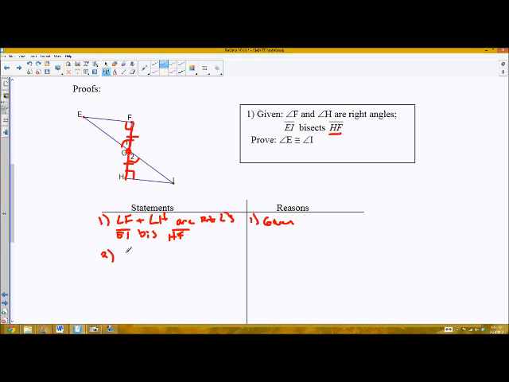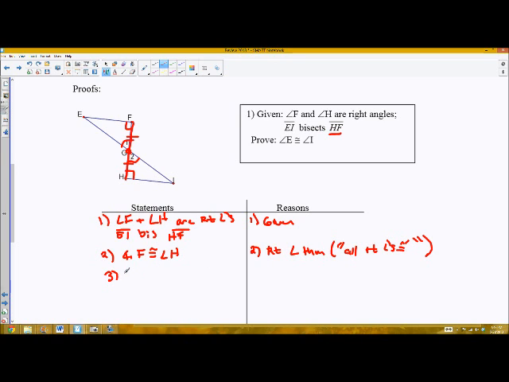So I'm first going to say that angle F must be congruent to angle H. That is the right angle theorem. You could also have stated instead that all right angles are congruent. That's basically the statement of the right angle theorem. You don't have to write both. You could pick whichever one you're more comfortable with. But both are equivalent.